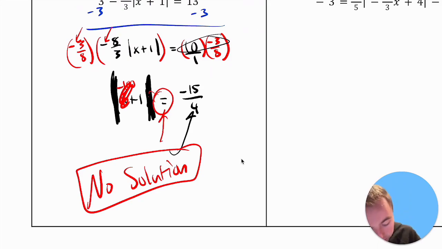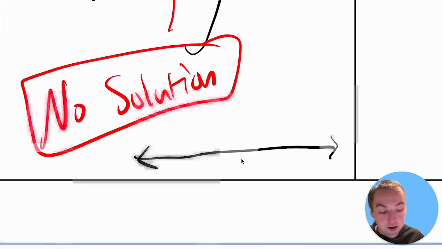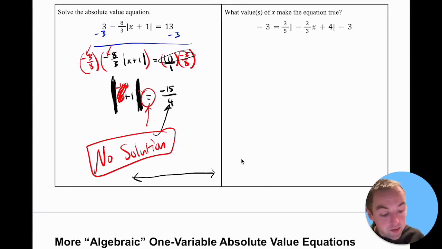I do want to show for this one as well what the graph of the solution set would look like, and that's what the graph of the solution set would look like, right? It's just an empty number line. You don't need to draw anything on it because there aren't any answers for it, right?